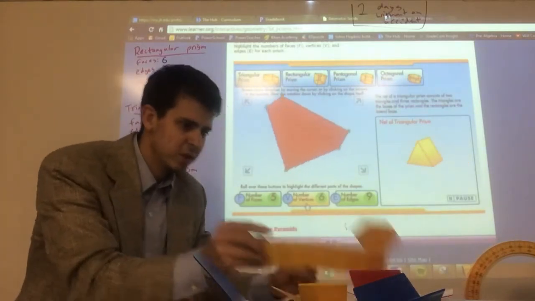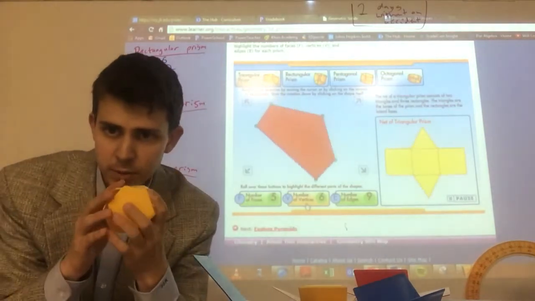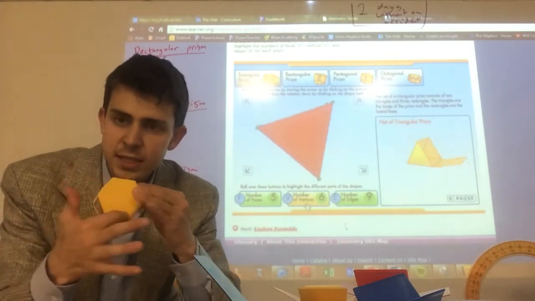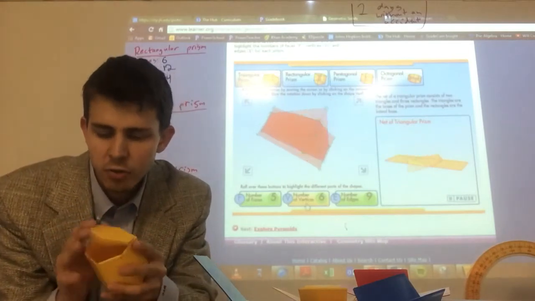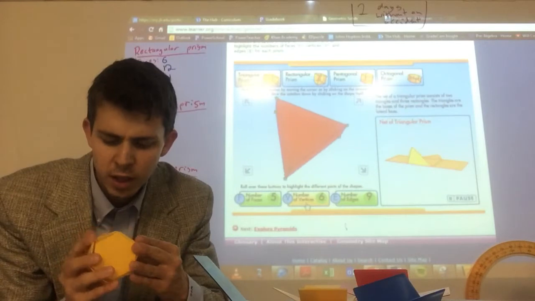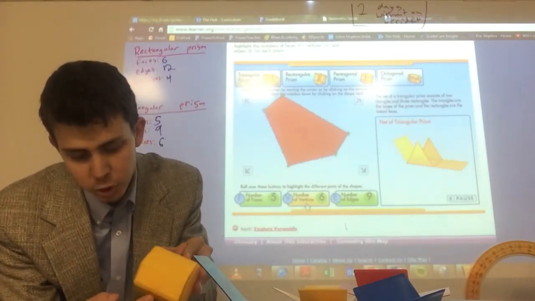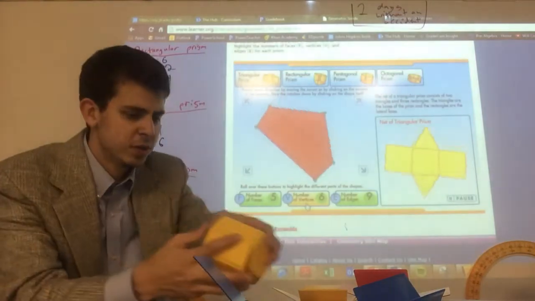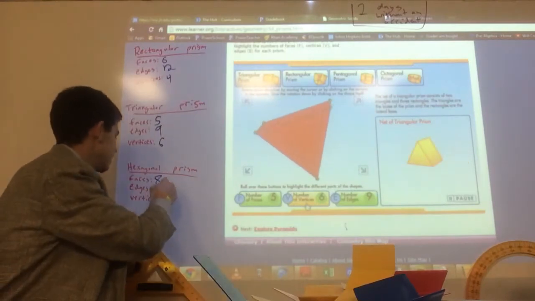Now, number of edges. We wrap all this up to make our prism. We have 6 edges around the outside here on this base, and then on this base we have another 6 edges. So that's 12. Now we just need to count the edges that go around it. That's 1, 2, 3, 4, 5, and 6. That's going to be another 6. So there's 3 sets of 6, which is going to be 18.